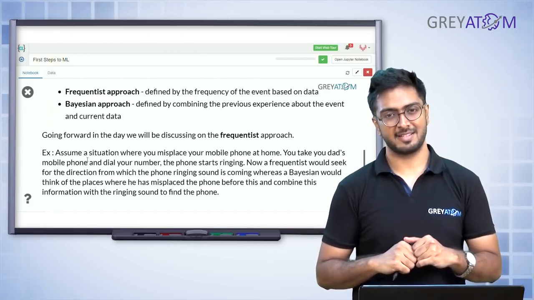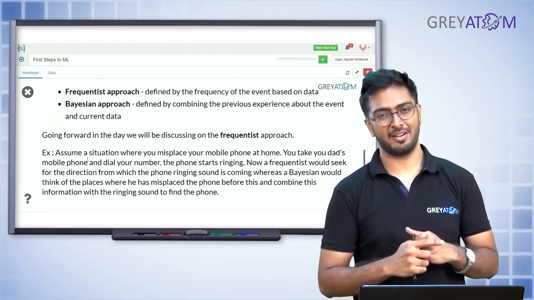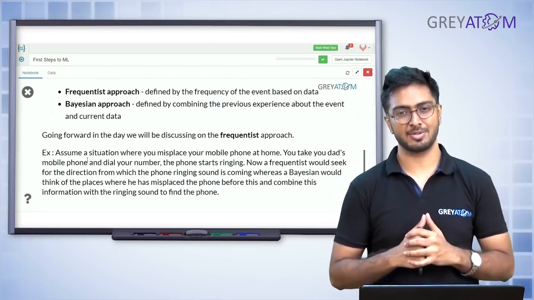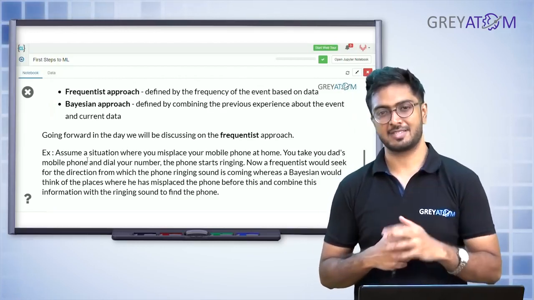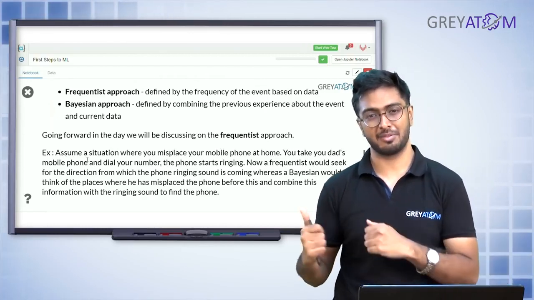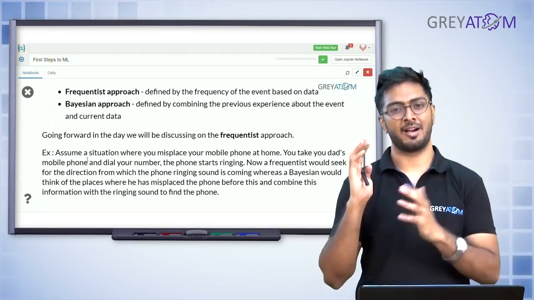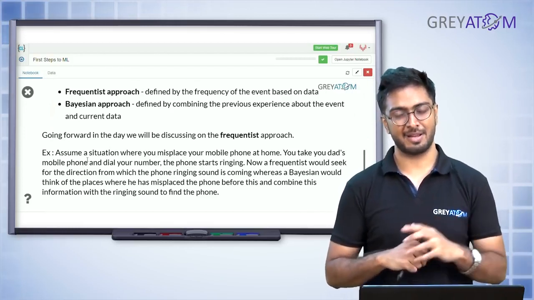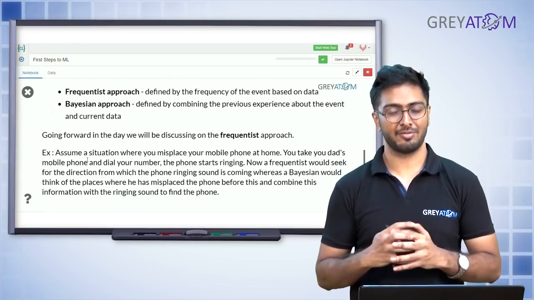Probably there is a chance that the sound is coming from the sofa, or from the bedroom. Say the chance of it coming from the sofa is 30%, 50% that it's coming from the bedroom, and 20% that it's coming from the kitchen, based on the sound and how you hear it. So you can give probabilities to the different locations. That's one way you can figure out where your phone is.